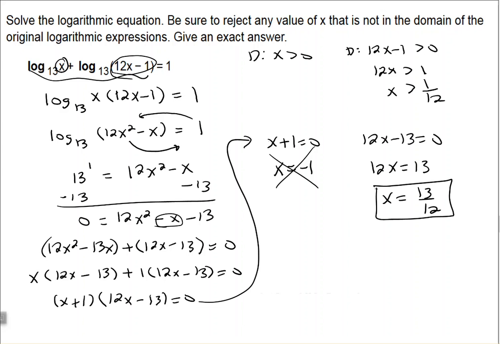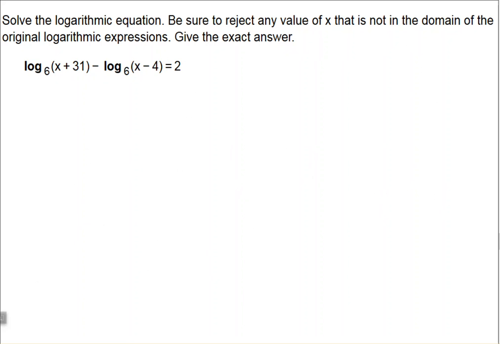Okay, we're going to take a look at one more example. So here we have, it looks kind of the same. We have log base 6 of x plus 31 minus log base 6 of x minus 4 equals 2. So you see I have those two separate logarithms, but they have the same base. So now I want to condense that into one single logarithm. And since I have subtraction, I will use the quotient rule.